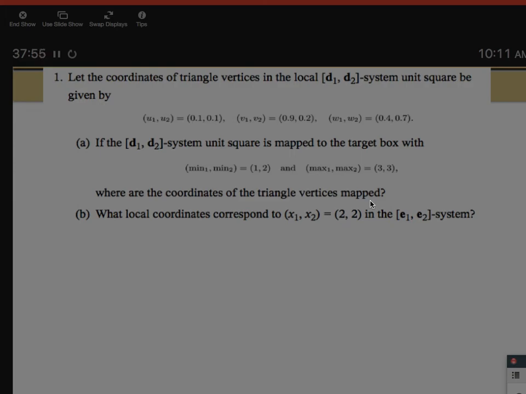So let's just start with that. So where do these points, 0.1, 0.1, 0.9, 0.2, and 0.4, 0.7, where do those get mapped in the new coordinate system? How do you set that up to solve for those? So think about it a second, and then we'll talk through the answer.